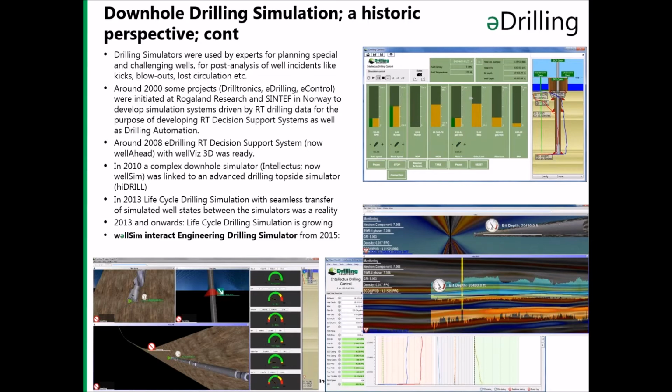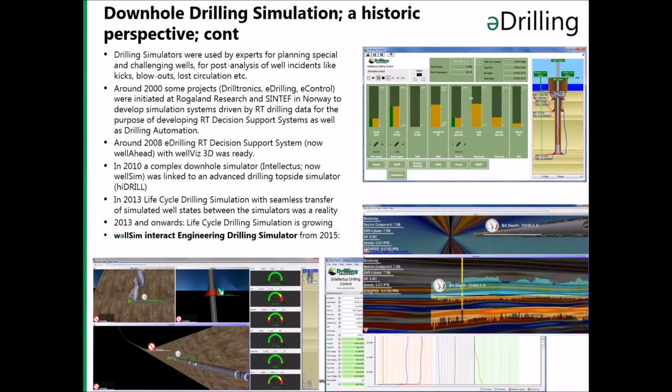Around year 2000, some projects initiated at Rolv Research and Sintef in Norway started to develop simulation systems driven by real-time drilling data for the purpose of doing real-time decision support and real-time simulation, and also drilling automation. Around 2008, eDrilling had developed their real-time decision support system, which is now called Well Ahead, and this also had an extensive 3D dynamic downhole visualization capability.